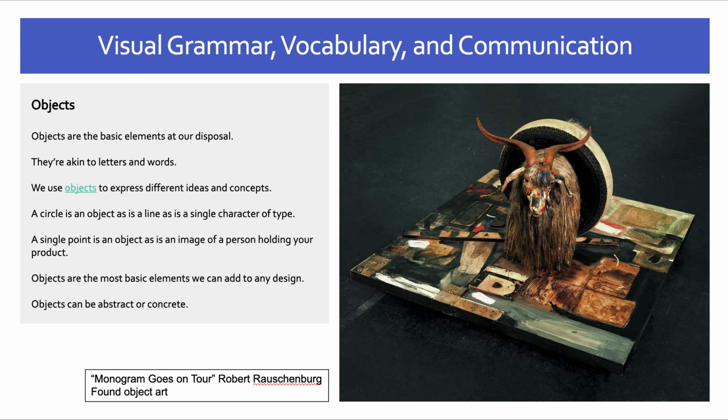Okay, so objects are the basic elements at our disposal. They're akin to letters and words. We use them to express different ideas and concepts. A circle is an object, a line, in the same way that a line is a single character of type. A single point is an object, as in an image of a person holding your product. Objects are the most basic elements we can add to any design, and they can be abstract or concrete.